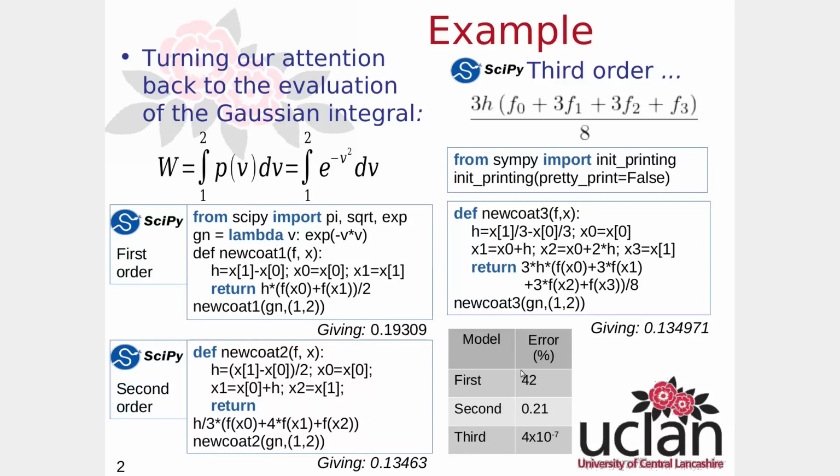And if we compute the errors given the SciPy error function, we find that the first one is 42% in error, which one would expect. We've only used 2 points. Remarkably, the error is very much reduced to 0.21% for second order, and for third order it's minuscule, at 4 times 10 to the minus 7%. So the actual error is 4 times 10 to the minus 9. So second order or third order is perfectly adequate for the vast majority of engineering calculations.